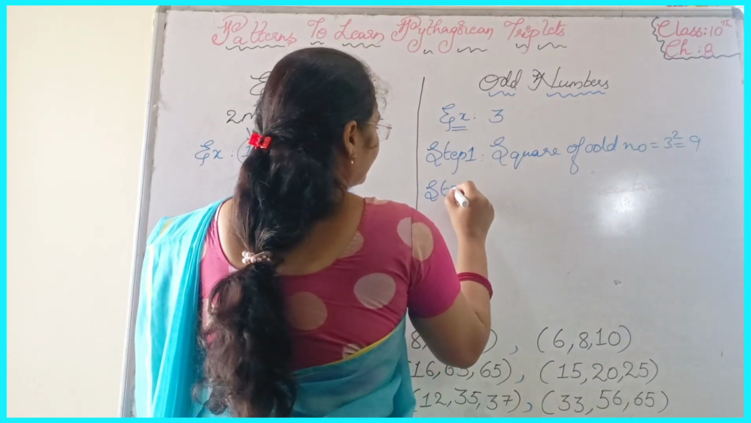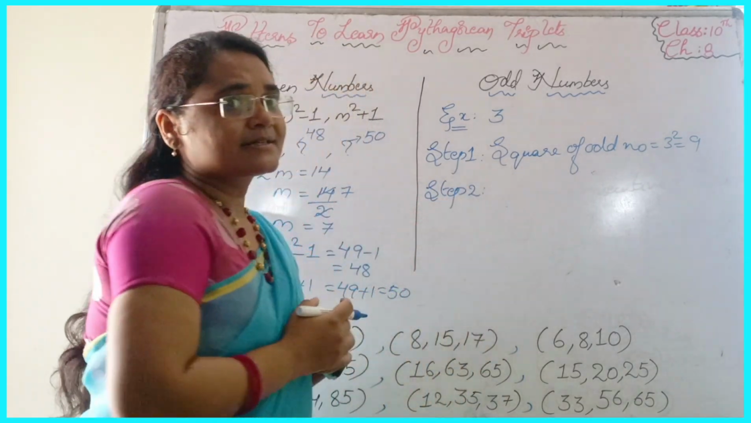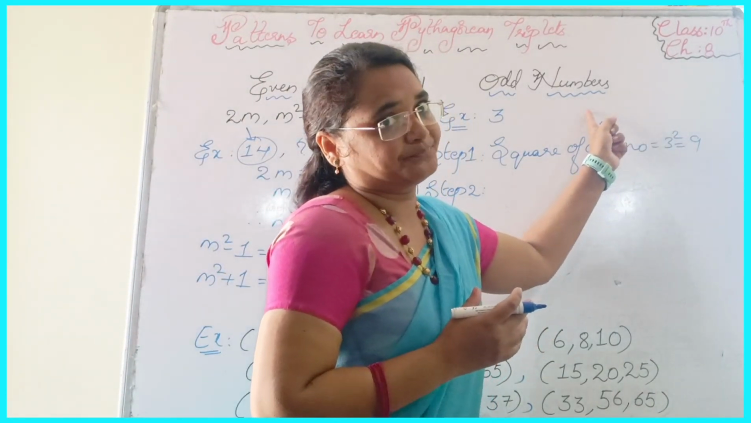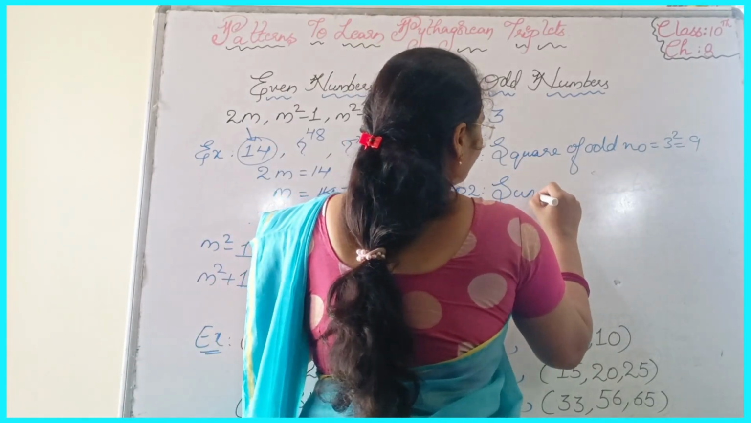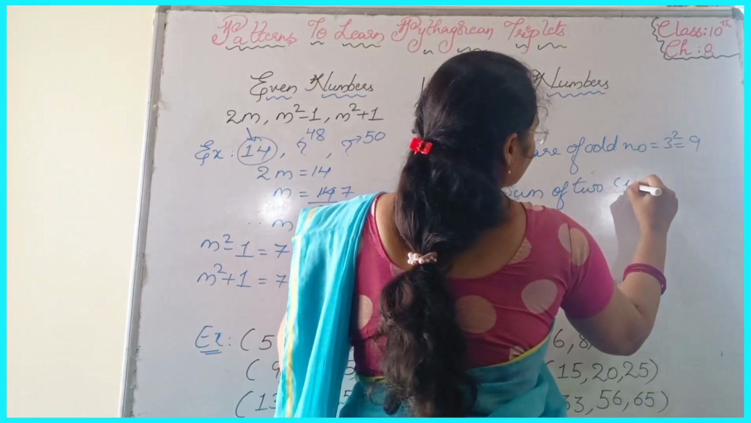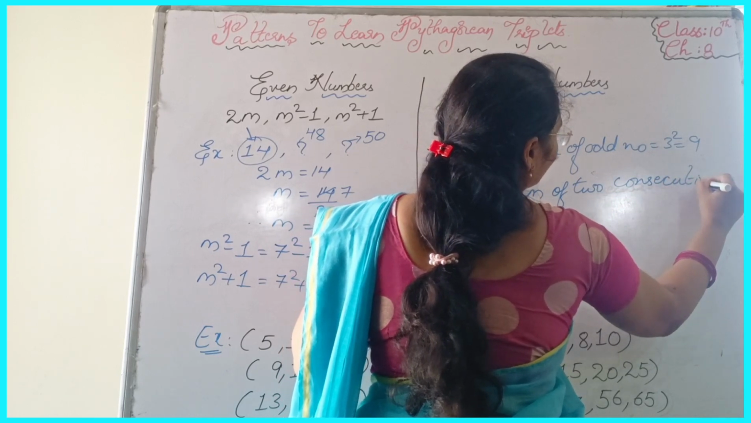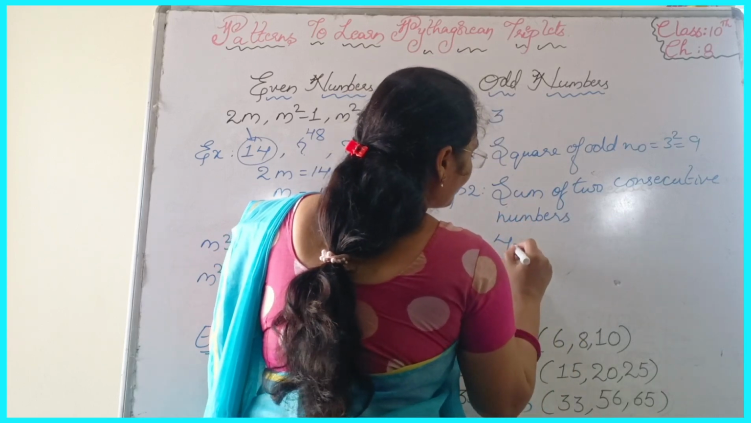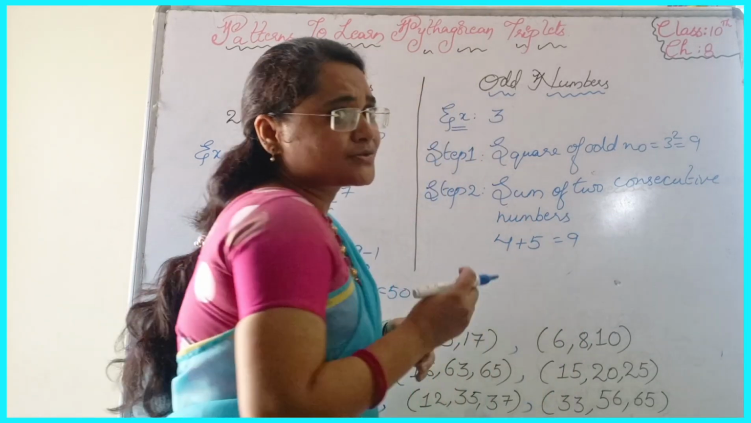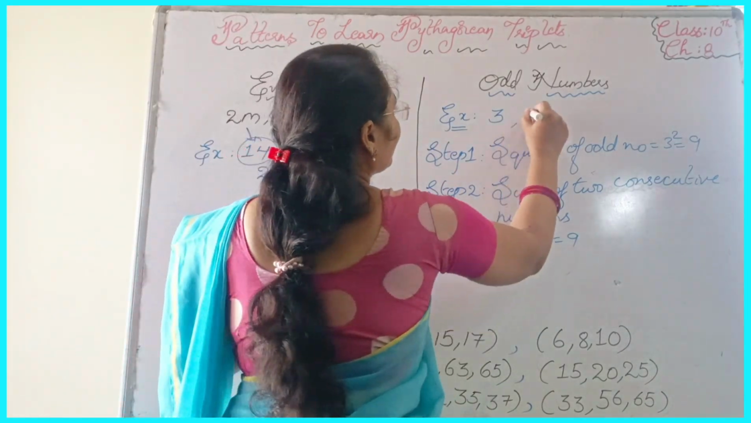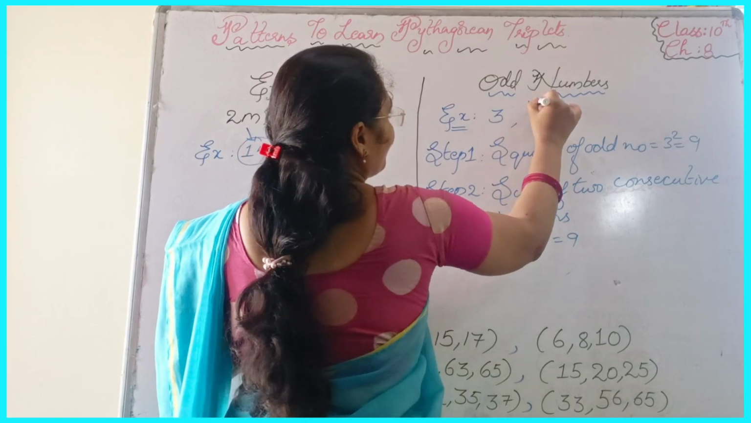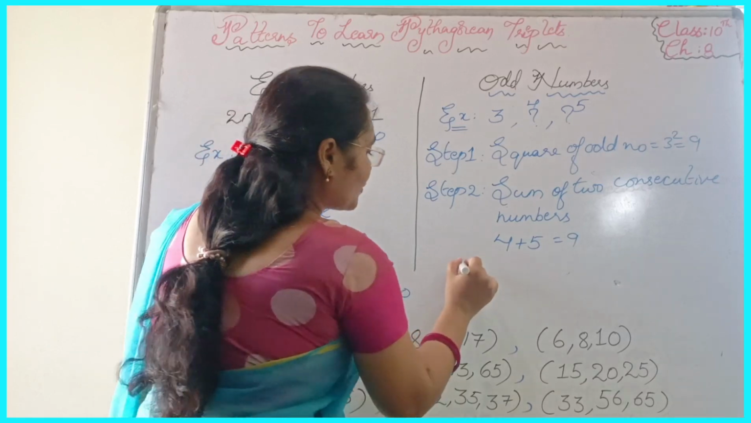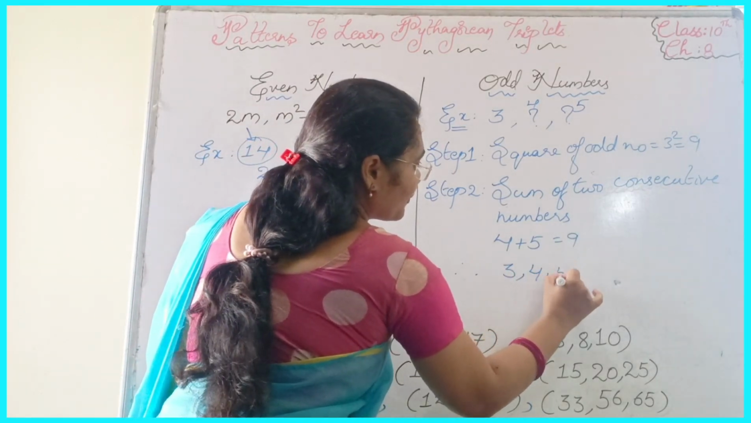Second step, just find the sum of two consecutive numbers which will be equal to the square of the given odd number. So we know 4 plus 5 is equal to 9. So simple. So 4 will be the second missing value, and 5 will be the third missing value. So here the Pythagorean triplet is 3, 4, 5.